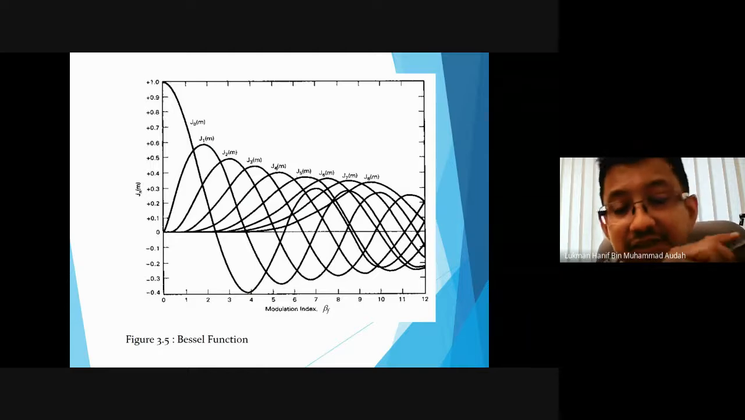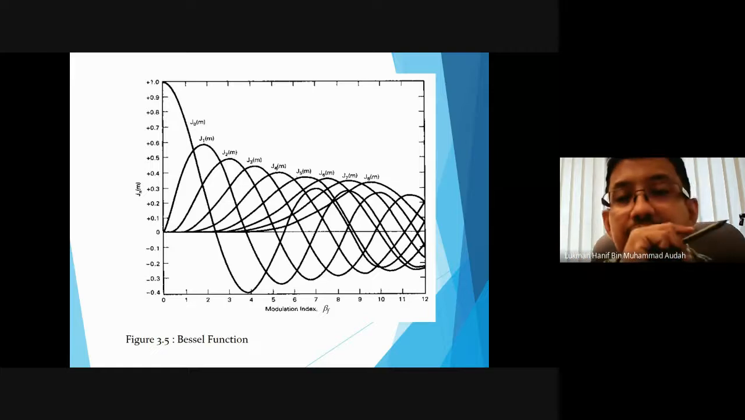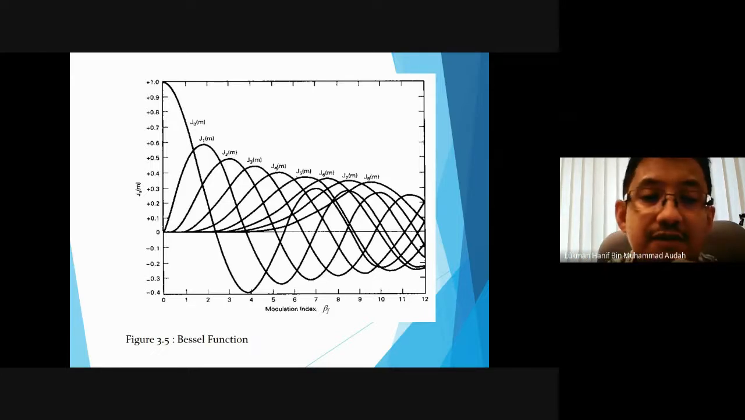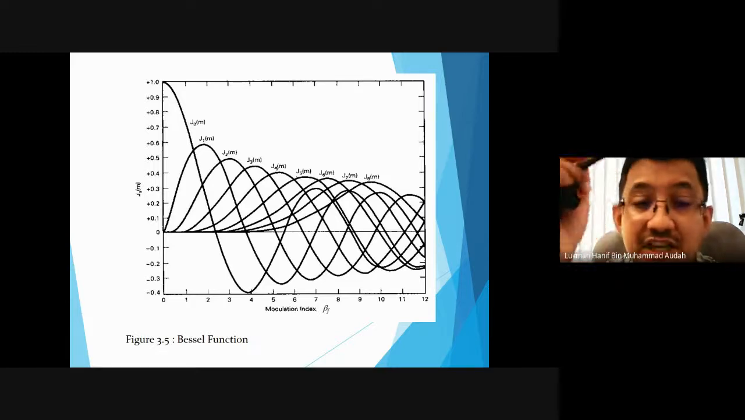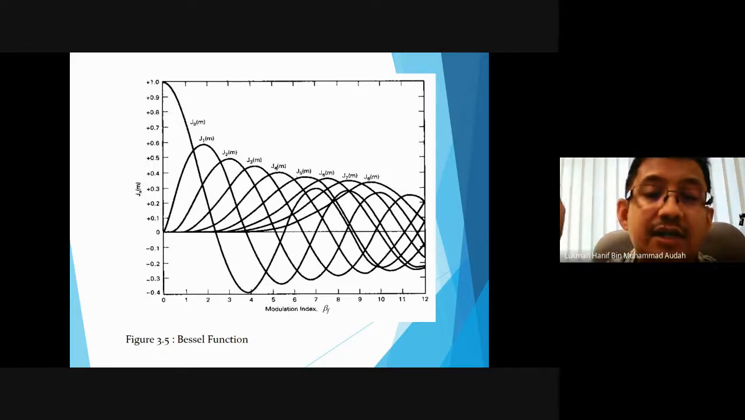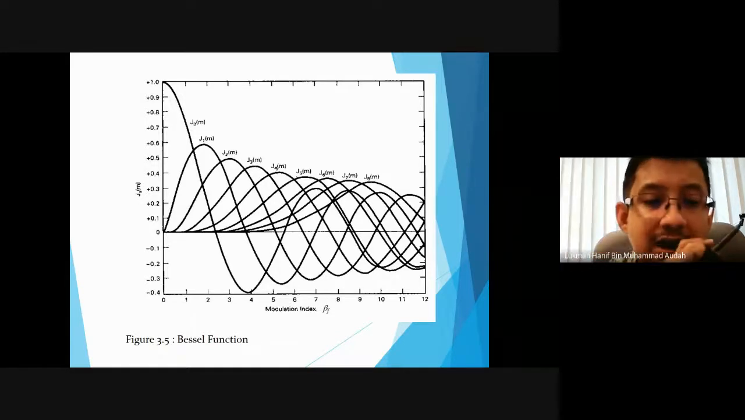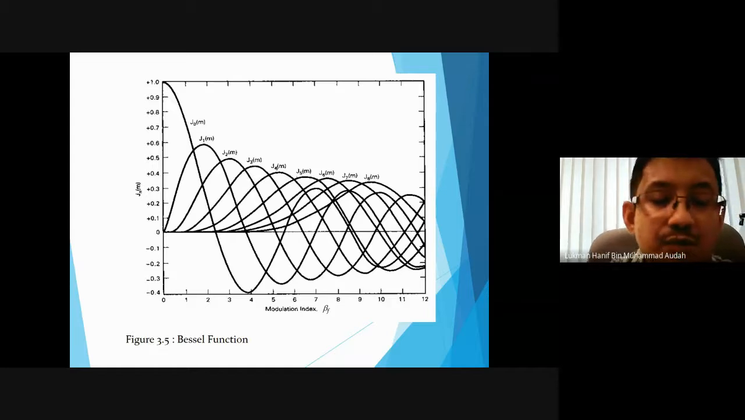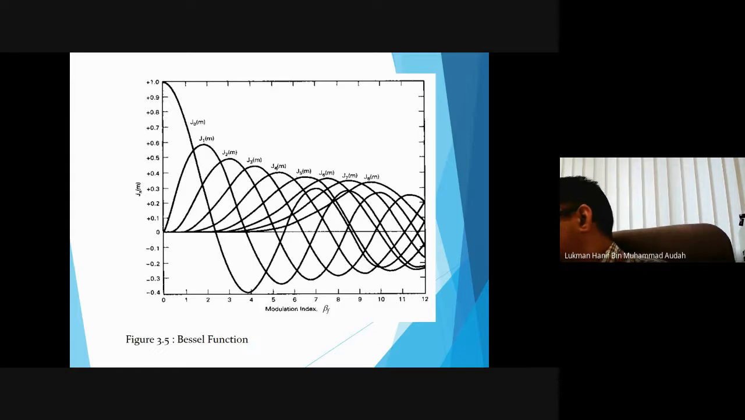Okay, this is the Bessel function graph. So this is actually the real graph that we use to get the values in the table. Table tadi, dia mengambil nilai berdasarkan graf ini sebenarnya. Inilah dia Bessel graph. How to use this Bessel graph? So we need to have a ruler. Kita perlu ada pembaris. So siapa ada pembaris, boleh keluarkan pembaris kamu.